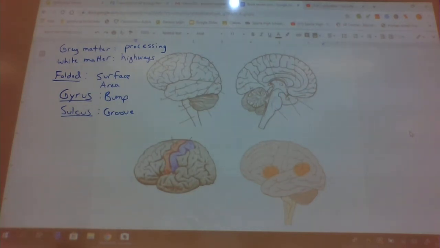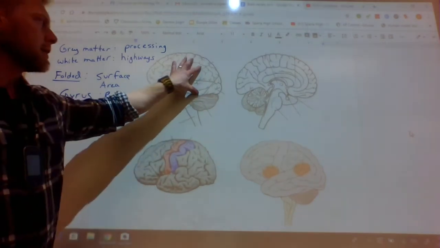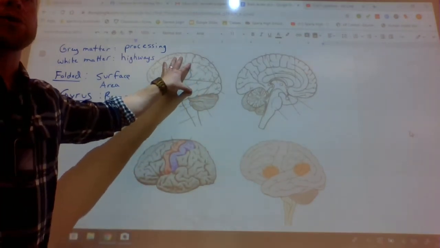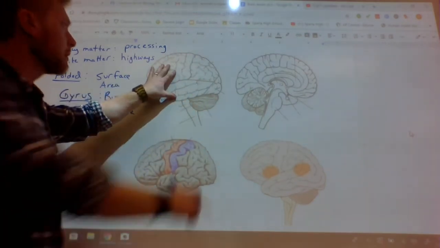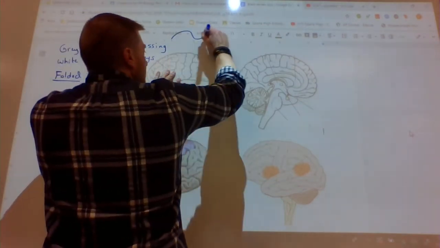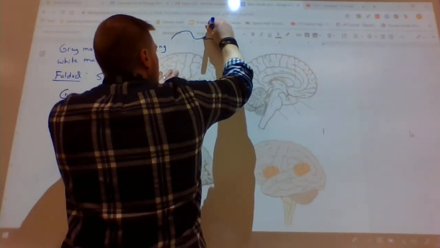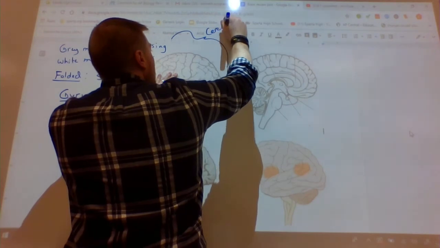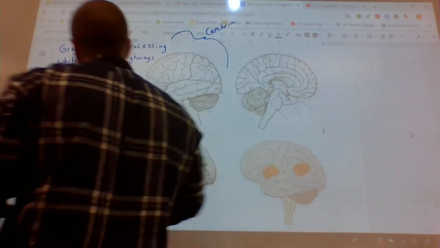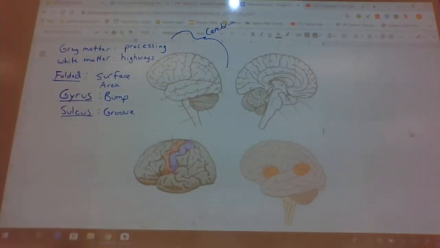So the part of the brain that we started with is this whole outermost region, this region that is folded, and this entire region from here to here we refer to as being the cerebrum. Let me know if I start moving too fast for everybody.